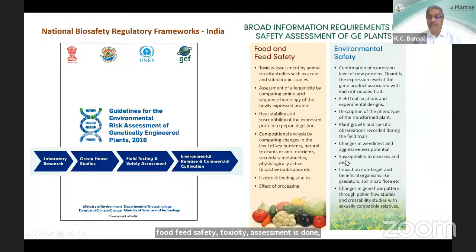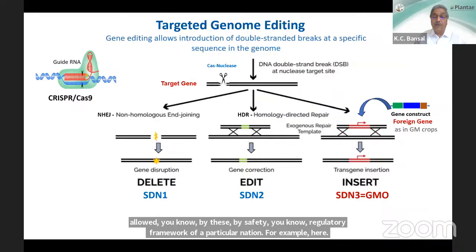And for the environmental safety, specifically, as I said before, the impact on non-target and beneficial organisms like predators, soil microflora, etc., are tested. And also the changes in gene flow pattern, if any, through pollen flow studies is analyzed, particularly the crossability studies of that GM crop with sexually compatible relatives, which if they're grown in that vicinity, are all studied before they're allowed by the biosafety regulatory framework of a particular nation, for example, here in the case of India. So that was all about GM crops.